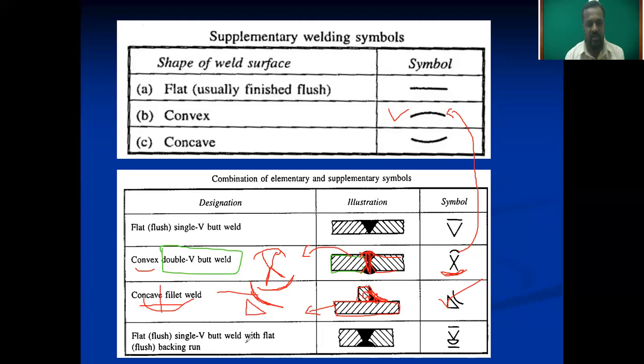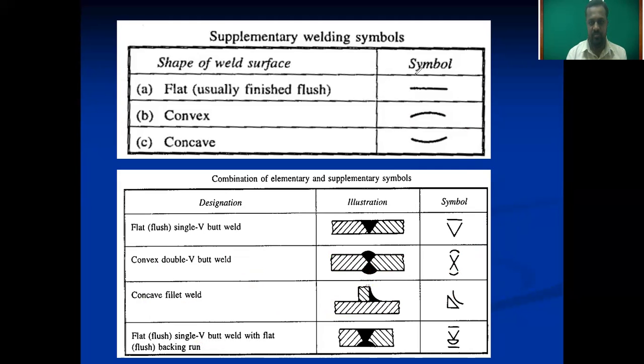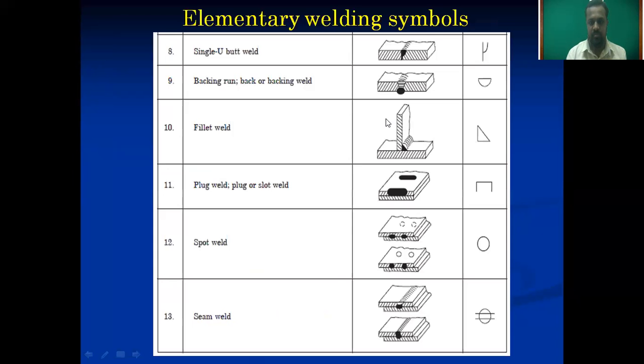Now see, one is remaining. That is the flat single V butt weld with flat backing run. Okay, now see here. Backing run. What is meant by the backing run? Simple. What is meant by the backing run welding? Yes, anybody? What is meant by the backing weld? Please try to understand.